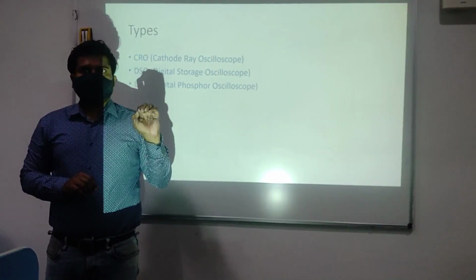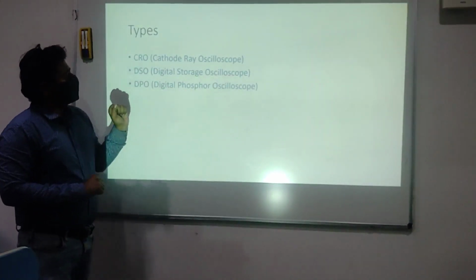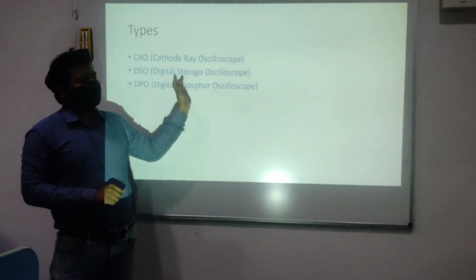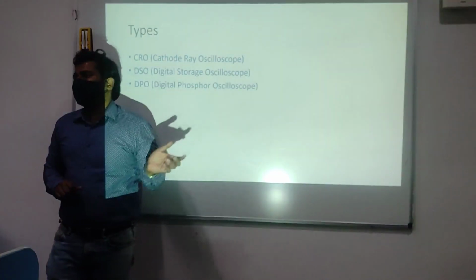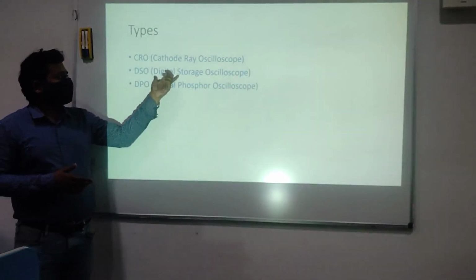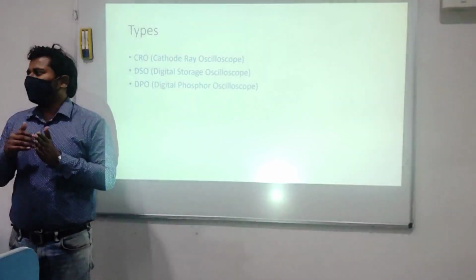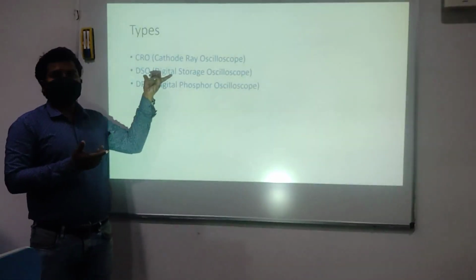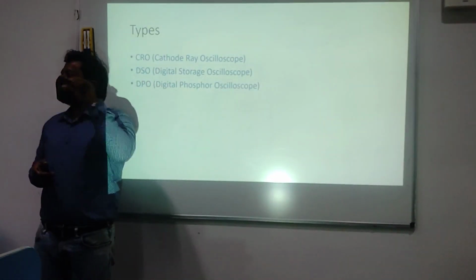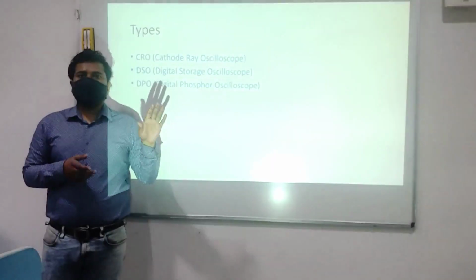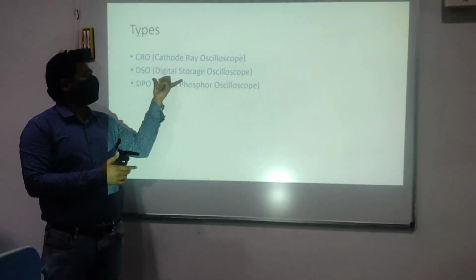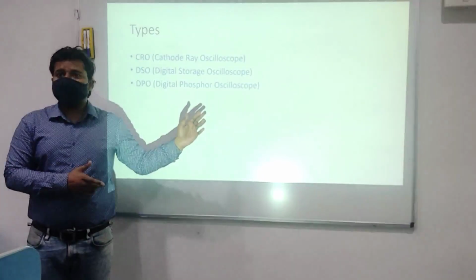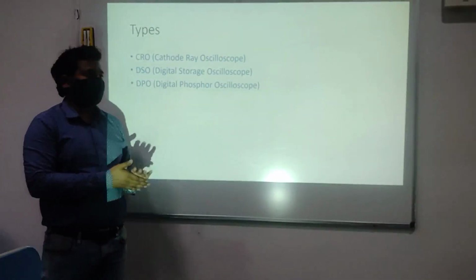Okay, so let me clear it with the second term. The next term is digital storage oscilloscope. And how does it work? Whatever natural signal I talk about, these signals are analog in nature, and once you are going to record it, as its name suggests, we are going to convert it into a digital signal. So whether a signal is analog or digital, once it is displayed on a digital storage oscilloscope, it will be in digital form. And how do we do that? We are going to see in subsequent time.